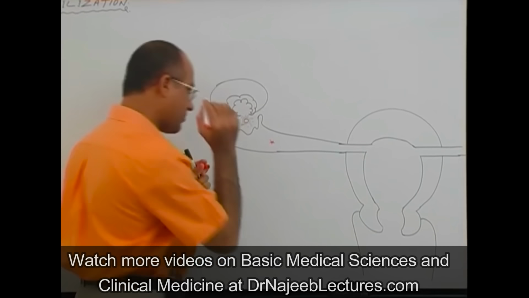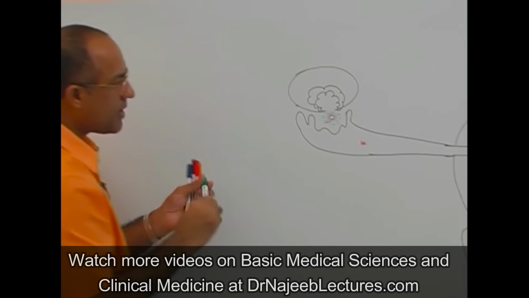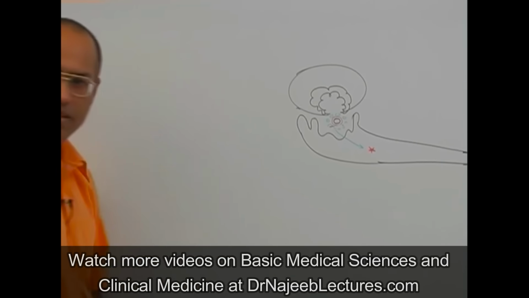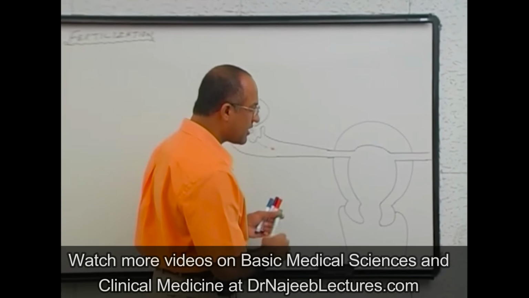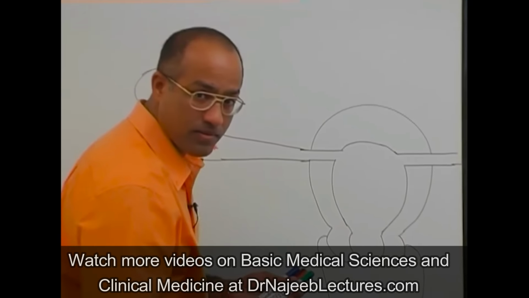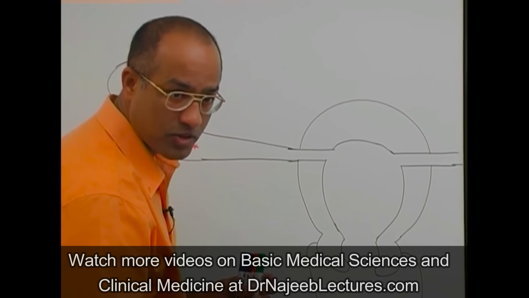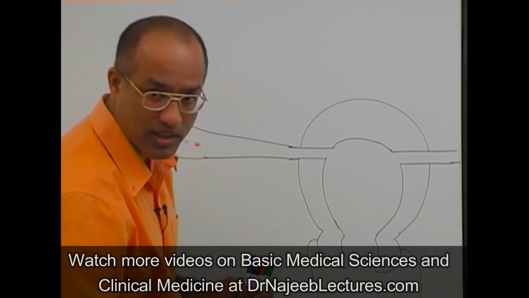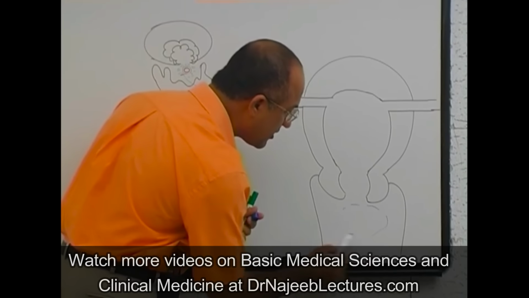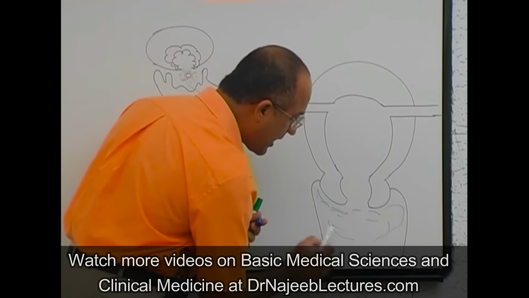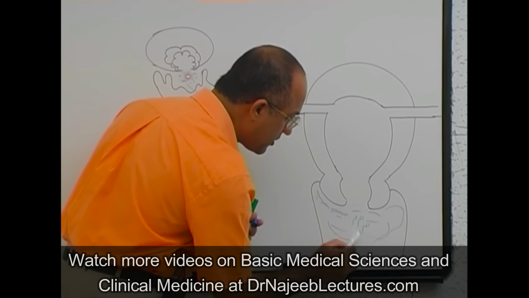Now, for example, let us suppose that fertilization is going to be at this point. It means the ovum has to be transported here, and sperms are deposited where? In the uterus or in the vagina? During ejaculation, semen is deposited in the vagina, right? So sperms are deposited over here. This is the semen, right? And sperms are present within the semen, isn't it?